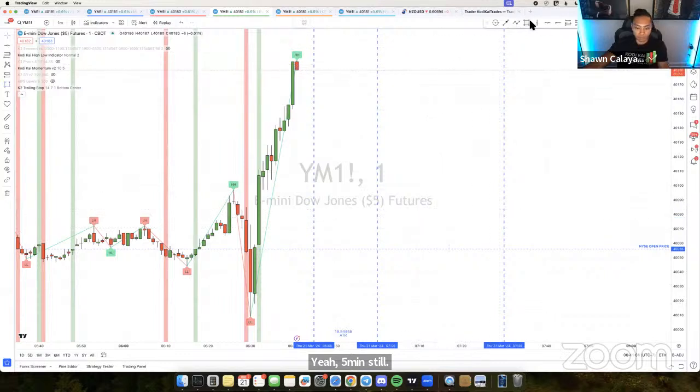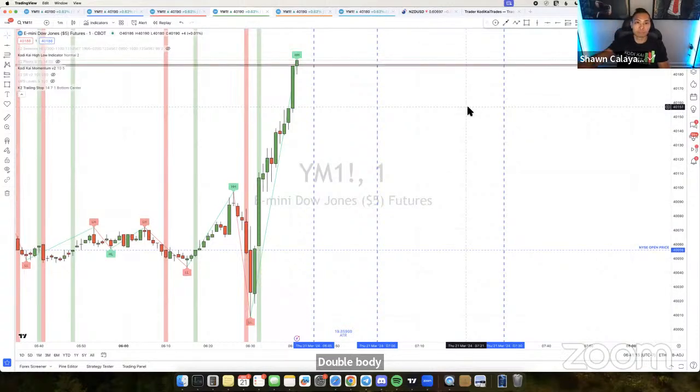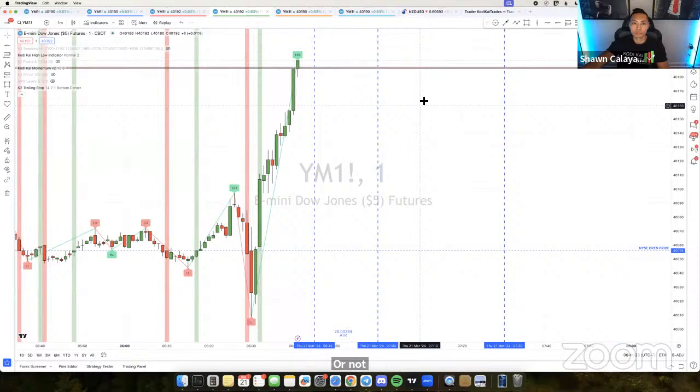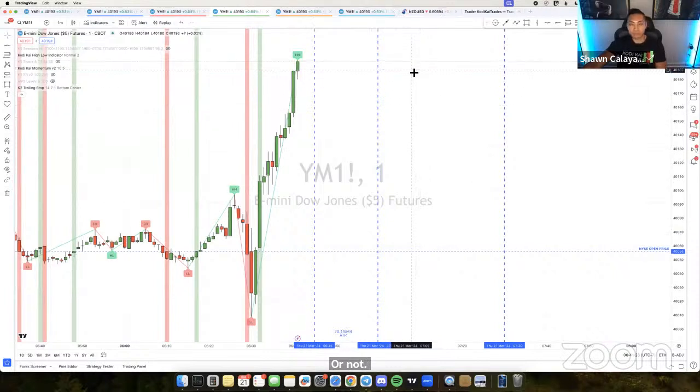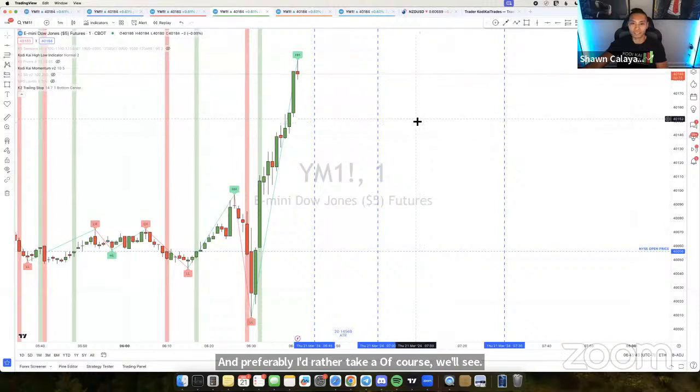Might get set up over here for a double body, or not. Yep, no double body there. And preferably, I'd rather take a buy. Of course, we'll see. Yeah, Daniel said price is pushing off screen. Yeah.